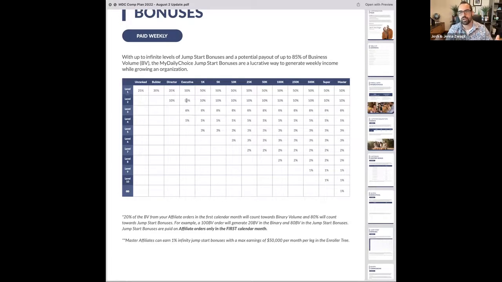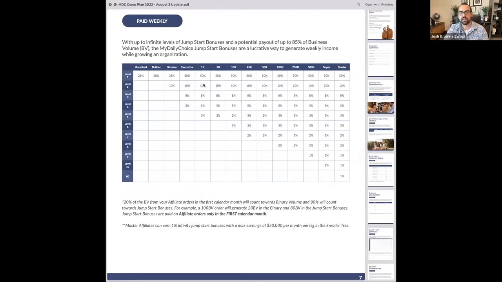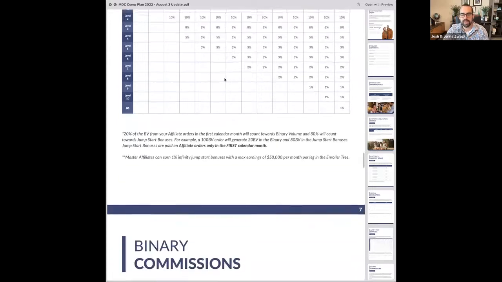This is a structure comp plan. If you structure this right, you can maximize your income in My Daily Choice. But that's the game, learning how to structure your organization so that you maximize your income here. And this is one of the best ways to get paid. Early on in My Daily Choice, this will be one of your biggest checks as you've got new momentum, new teams are joining, new affiliates joining in your business. This is going to be one of the biggest payouts.